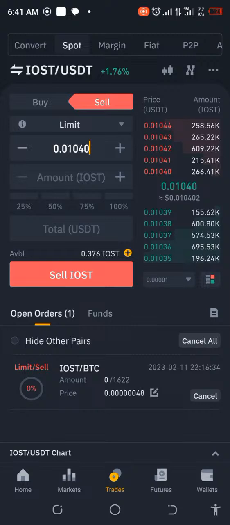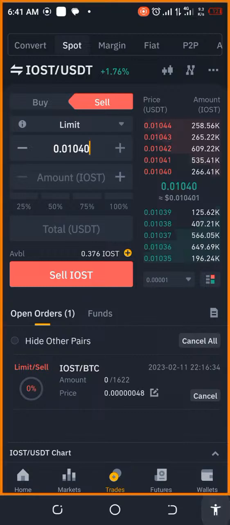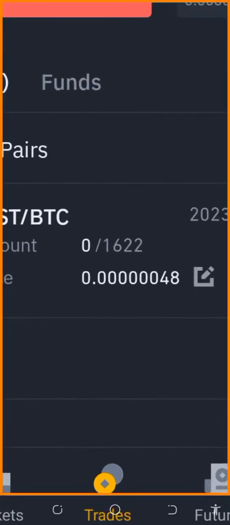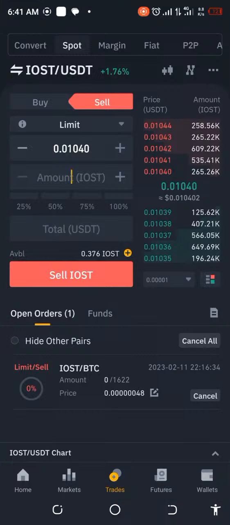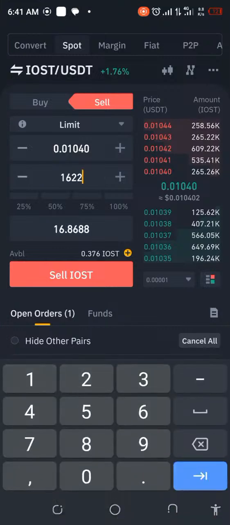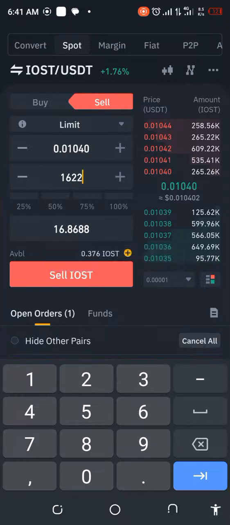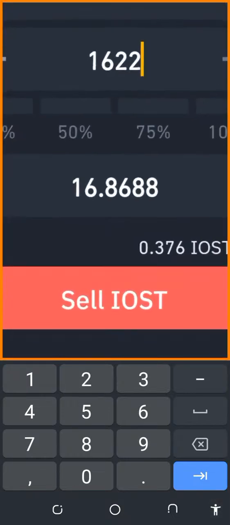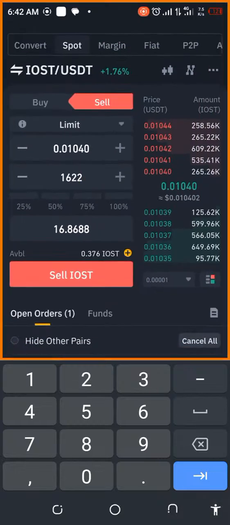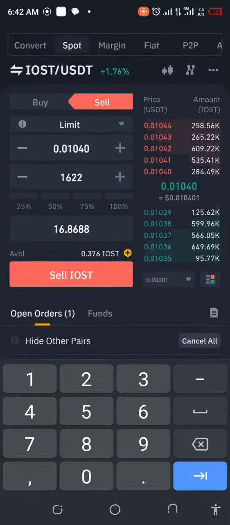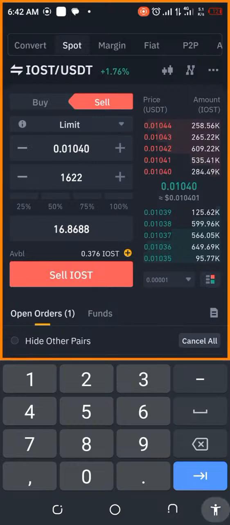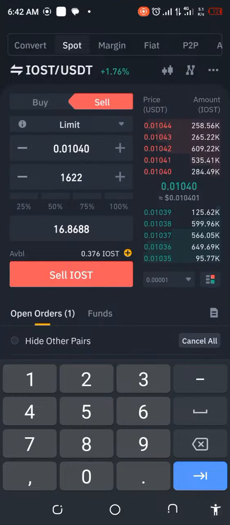So this is 0.0104. So let's see. This is 1622. All right, so let me put it in there. That's 1622. So what do we get? Okay, we started this out with 1675 or 1670, excuse me. Let's be sure, but let's not waste time actually. I think we started out with 1670 something. So this is an opportunity to make profit.